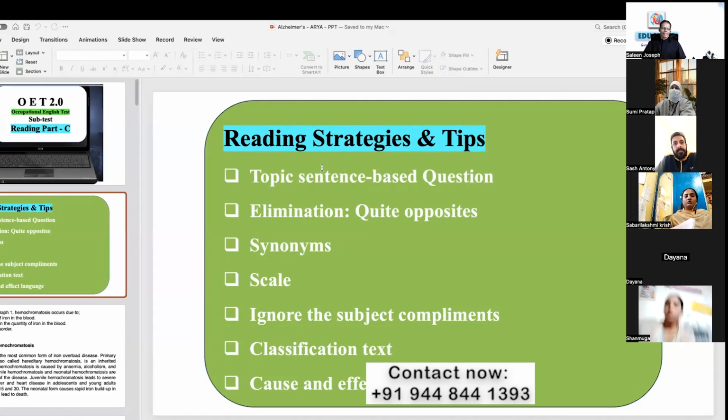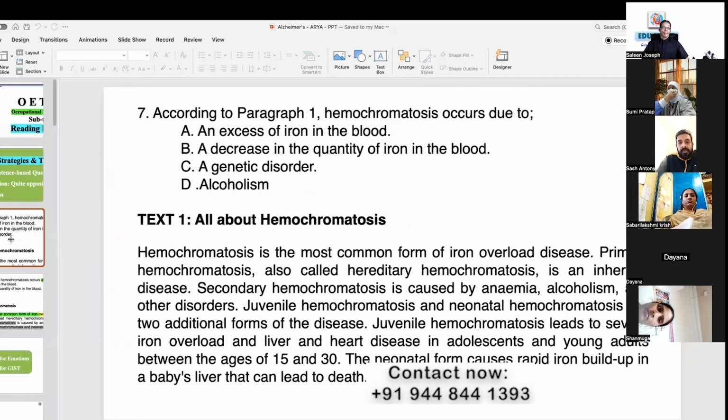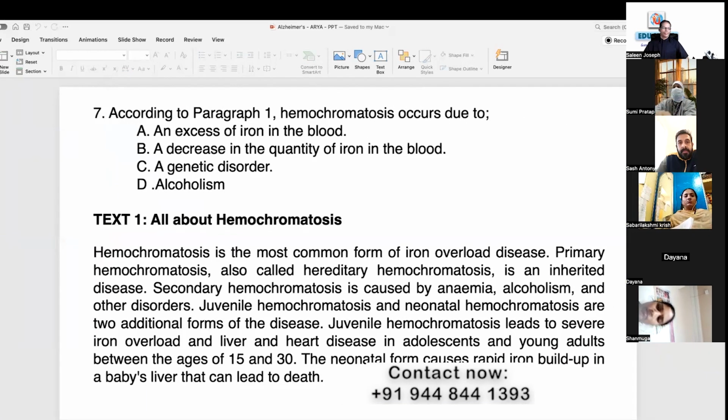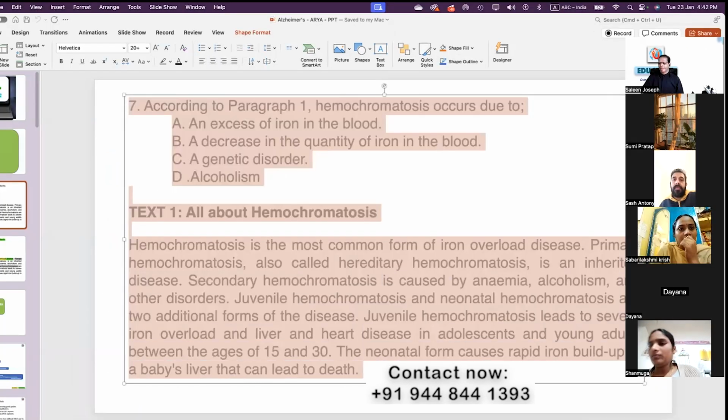In that particular text, the strategies and tips that we are going to highlight are topic sentence based question, elimination of quite opposites, synonyms, scale, ignore the subject complements, classification text, cause and effect language. This doesn't mean you have to search for all these strategies. You can just go with one or two strategies. I'll make the system read the script, so just listen and read. This is also listening practice for you. At the same time, try to understand or identify some of the strategies or the answer.